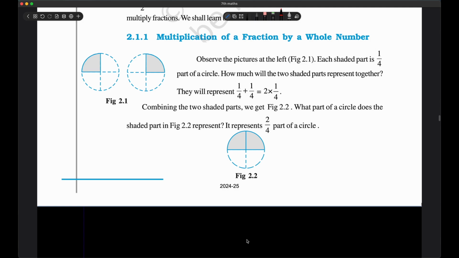Hello everyone, my name is Shyam Chauhan and today we are going to cover topic number 2.1.1, multiplication of fraction by whole number.